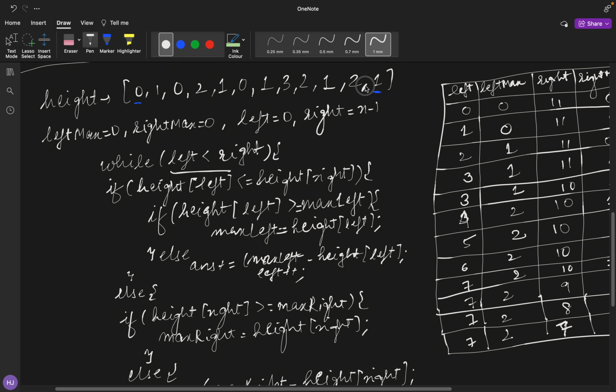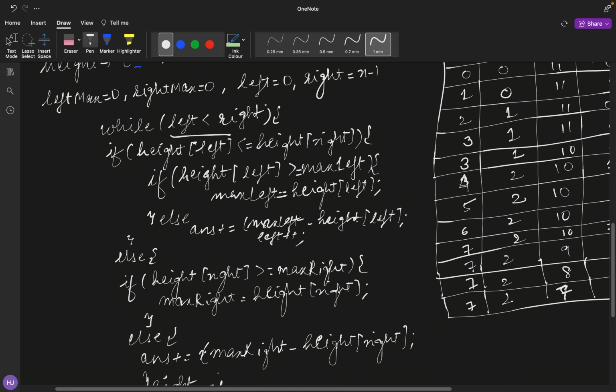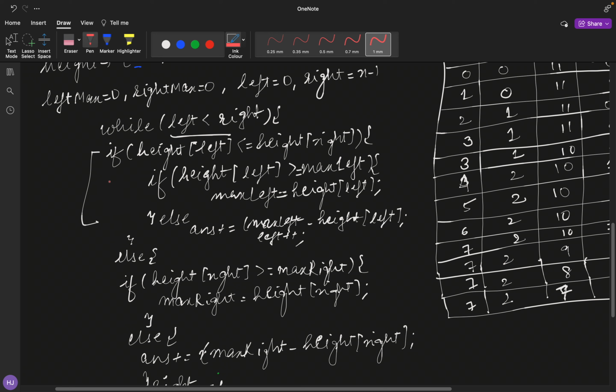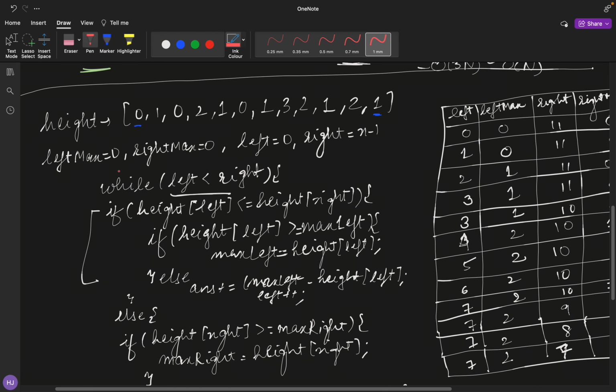So I'll go in this condition, that is my first if condition, where my left is less than or equal to right, and if my left is greater than or equal to my left max, so it is 0, greater than or equal to 0. Yes, it is equal to 0. So I'll simply assign my left max, that is 0 to 1.